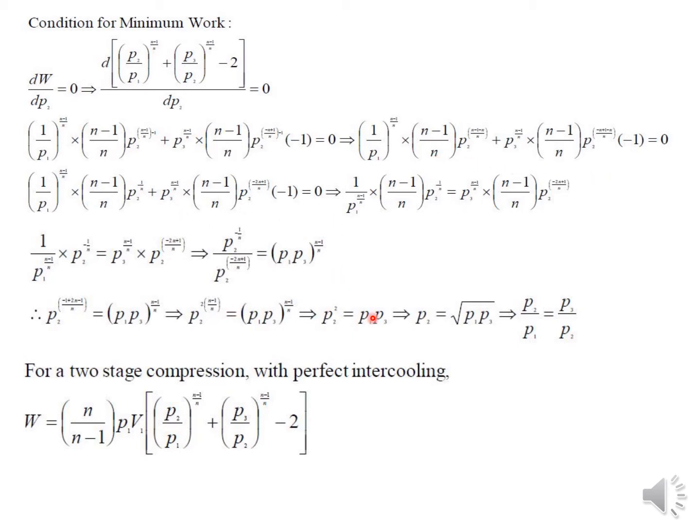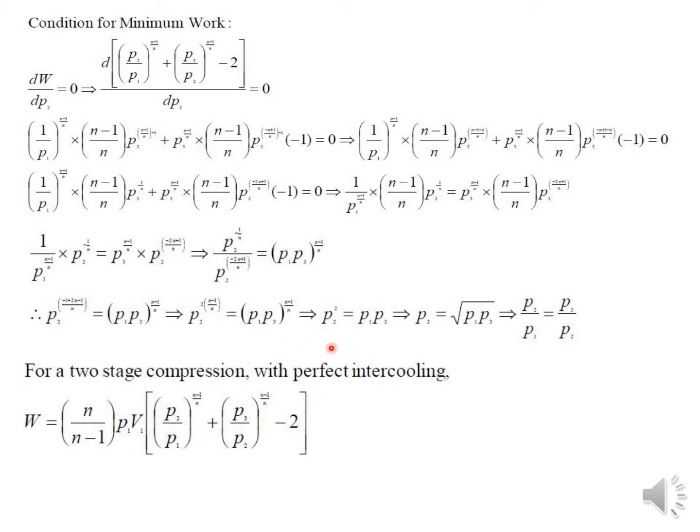At the end, what we will get is the optimum pressure. Sometimes in the exam they will ask you to derive the optimum pressure or intermediate pressure equation. The intermediate pressure is always the square root of the product of the final and initial pressure. That is, P2 is the root of P1 into P3. I can also write this as P2 square is equal to P1 P3. So this is a very important derivation, and up to here they may ask for the derivation.